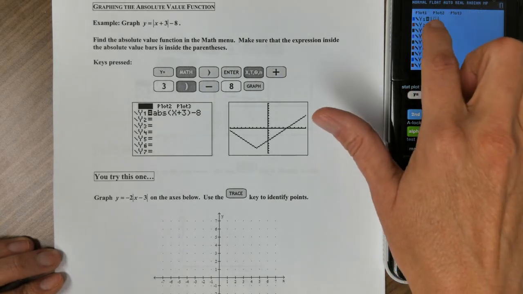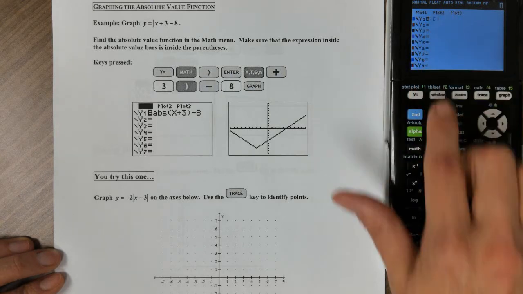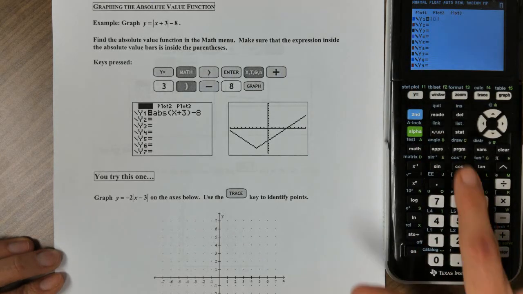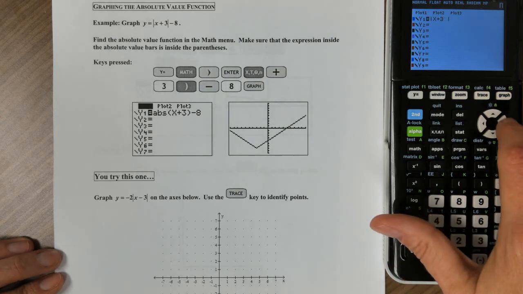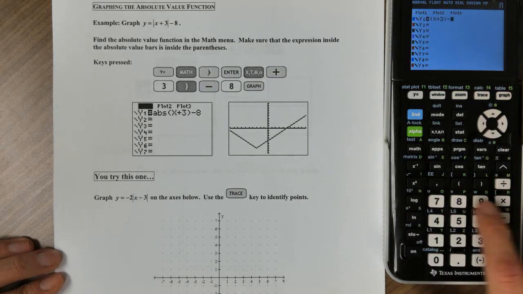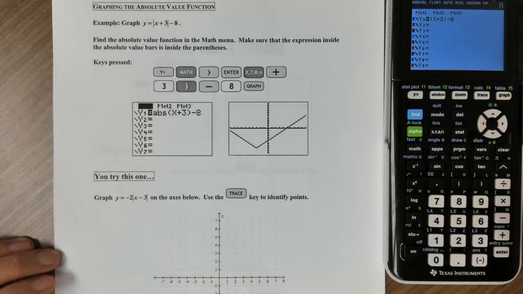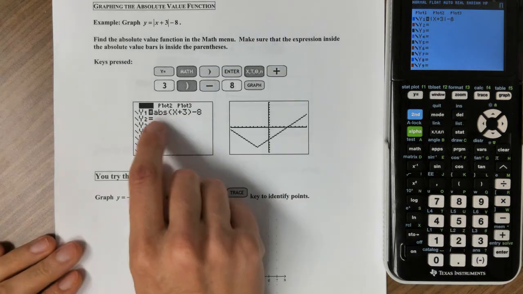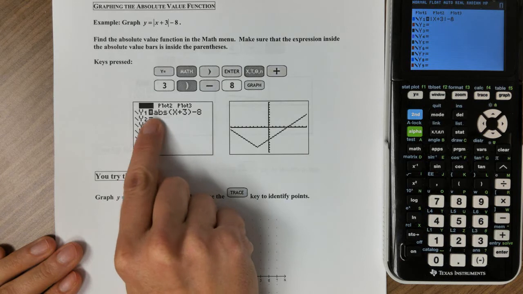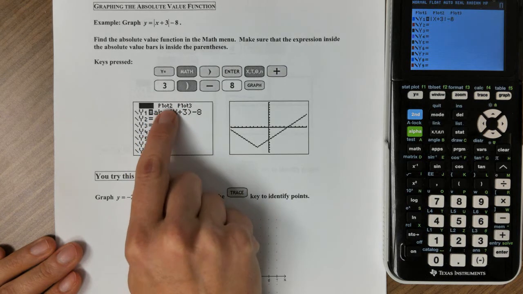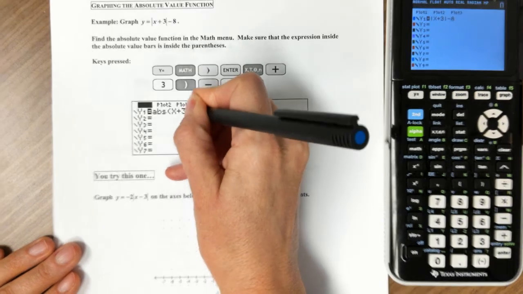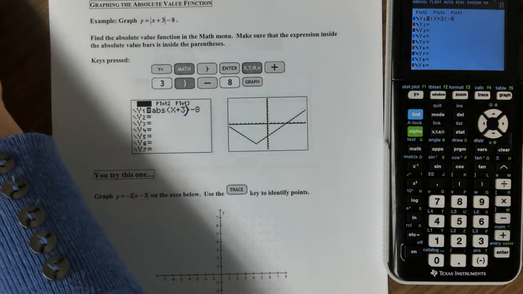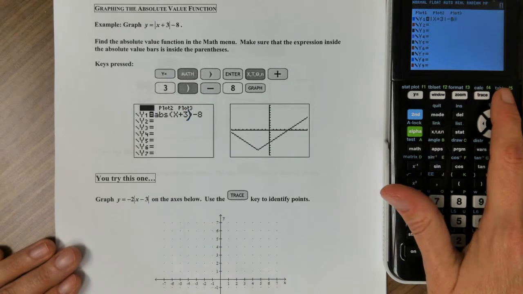I have a fancy new calculator, so it puts up these absolute value bars on either side. So I'm just going to type x, my variable, plus 3, use the right arrow to scoot out of there, and then minus 8. And if I hit graph, I'll see my graph. If you have an older calculator, when you hit the absolute value function, it says ABS, and then it has the open parentheses. Just make sure that you also close the parentheses after. So make sure you put parentheses around the x plus 3. I'll hit graph.